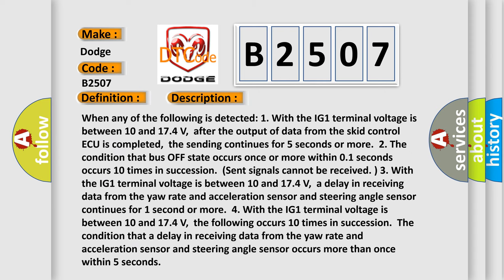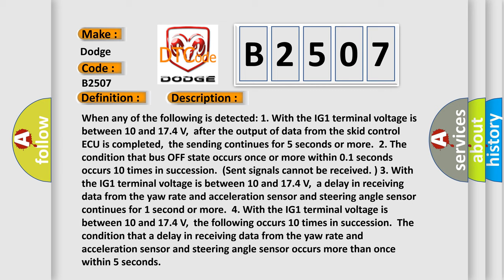When any of the following is detected: 1, with the IG1 terminal voltage between 10 and 17.4 volts, after the output of data from the skid control ECU is completed, the sending continues for 5 seconds or more. 2, the condition that the bus off state occurs once or more within 0.1 seconds occurs 10 times in succession. Sent signals cannot be received.